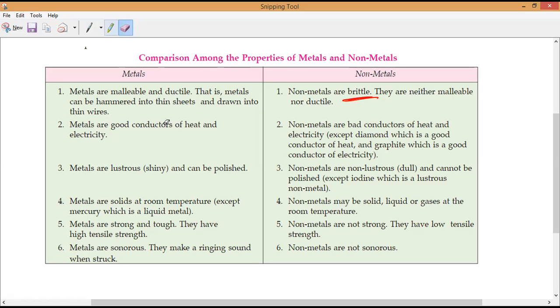Metals are good conductors of heat and electricity. Non-metals are bad conductors of heat and electricity, except two things, which we already know. What is that? Diamond and graphite. Diamond and graphite are called what? Allotropes of carbon. Very good. Diamond and graphite both have the same chemical formula. What is the chemical formula? Pure carbon.